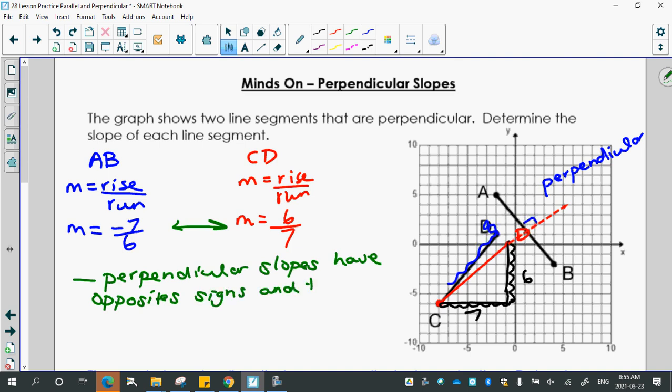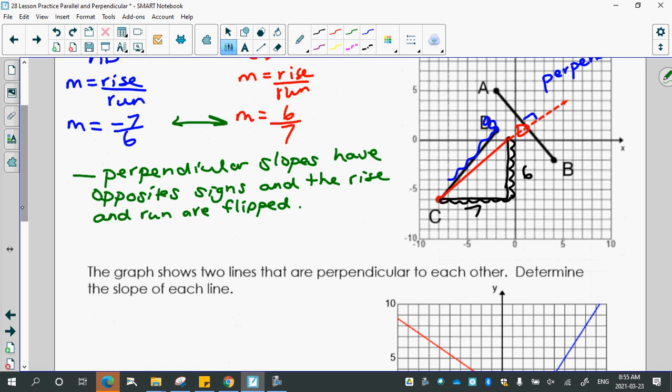And the rise and run are flipped. And there's a special math term for that. You can write that out, that's fine, but there's a special math term for that. Does anyone know what the special math term for opposite signs and flipped is? They're called negative reciprocals.